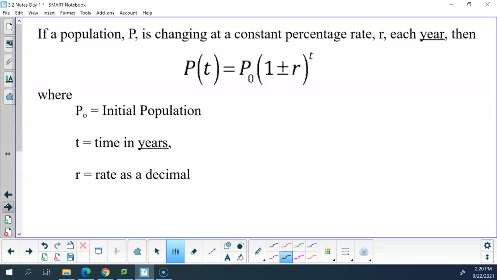Now, if your population is growing, you would add R. If your population is decreasing, you would subtract R. You need a decay, so that value has to be below 1. Okay? So that's why it's plus or minus R in there, to add in for growth or decay.